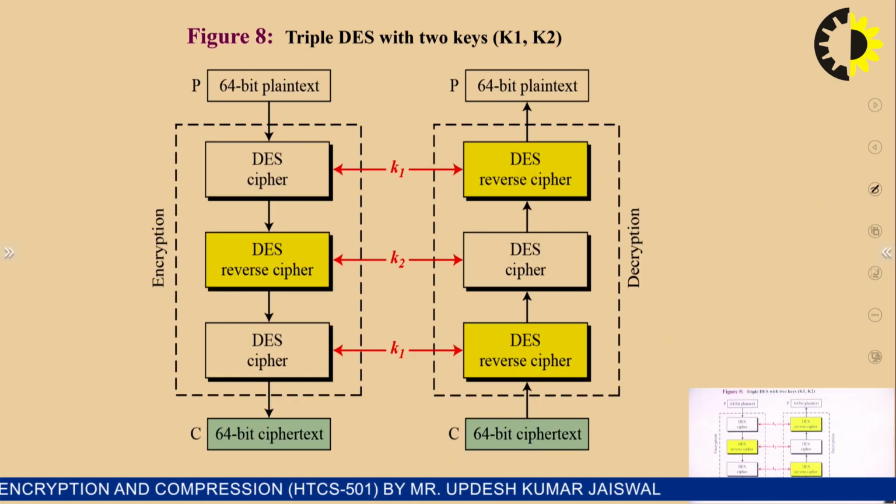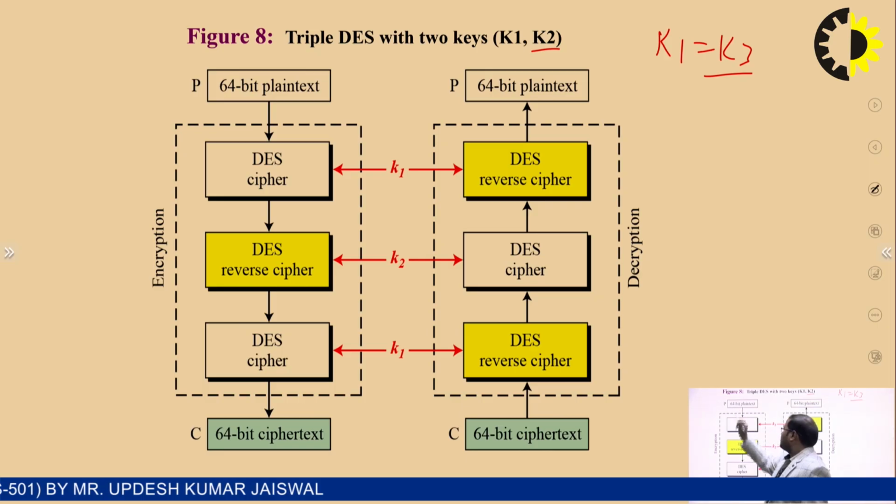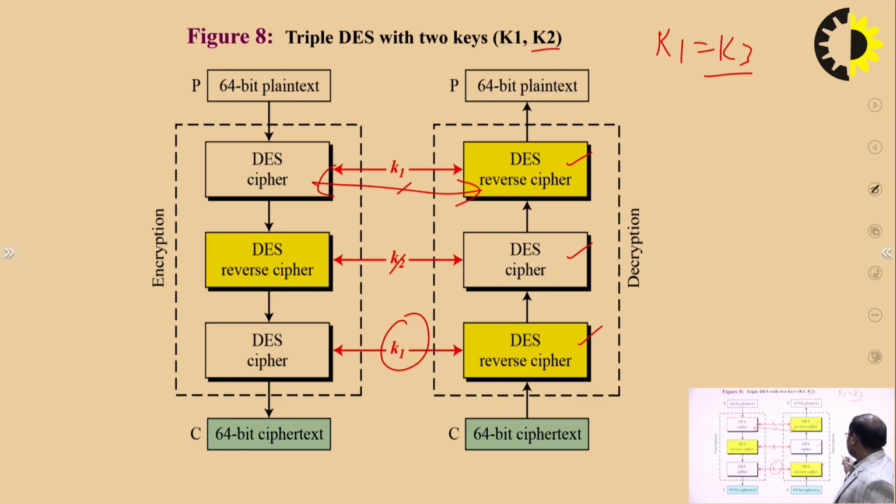In figure 8, I have shown triple DS with two keys, K1 and K2. Here two keys are similar, that is, K1 is equal to K3. Here 64-bit plain text, then DS cipher, DS reverse cipher, DS cipher, encryption is performed, giving 64-bit cipher text. Here K1, K2, and K3 is equal to K1. So again K1, DS reverse cipher, DS cipher, and DS, both are the reverse process at the encryption and decryption side. So this is the triple DS using two keys, K1 and K2.